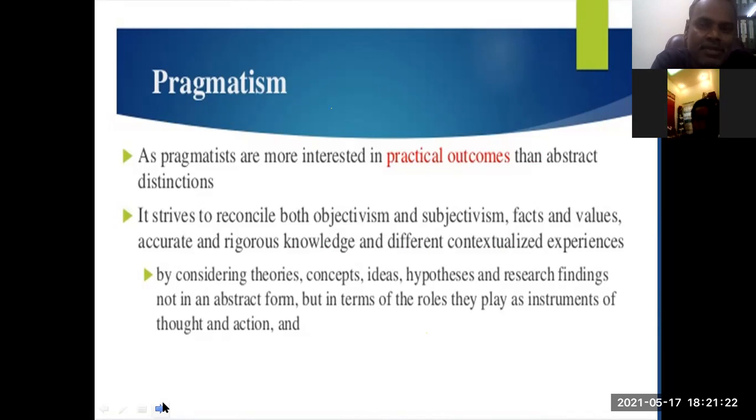Then abstractive distinctions. It strives to reconstruct both objectivism as well as subjectivism, facts, values, accurate and rigorous knowledge of different contextual experiences. So, by considering different types of theories, concepts, ideas, hypotheses, not in abstract form, but in terms of the role they play as an instrument to action.